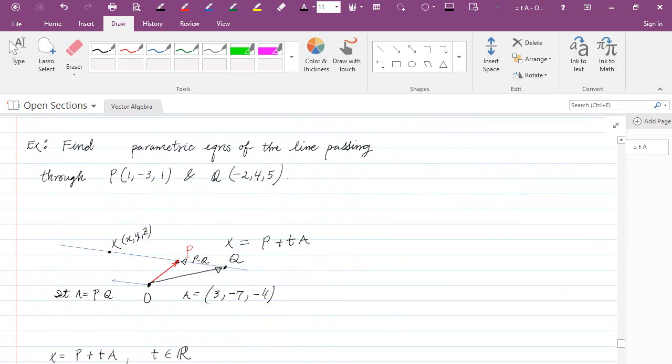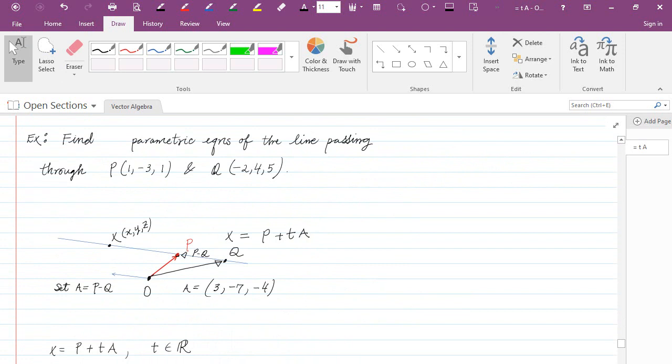Okay, so let's do an example. Let's say we want to find the parametric equations of the line passing through the point P with coordinates (1, -3, 1) and the point Q with coordinates (-2, 4, 5). So here is the line, and P and Q are two given points on the line, and here is the origin.